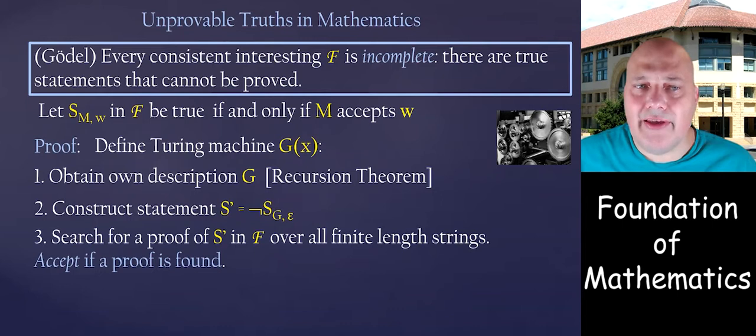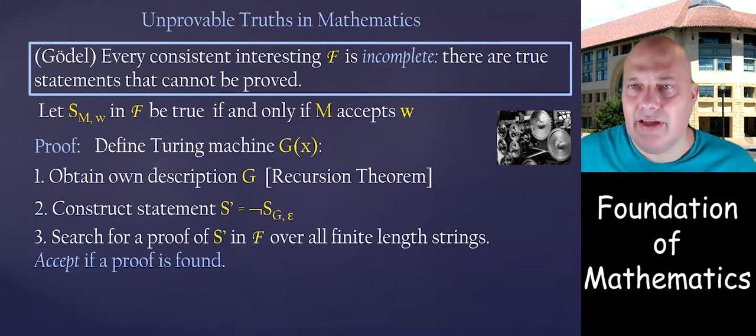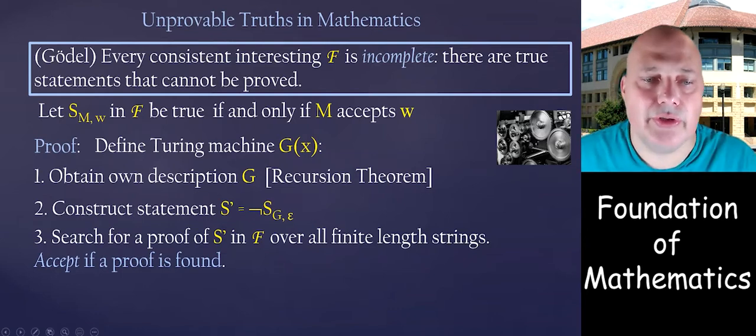Now, what does G do now? It's going to search for a proof of S prime in F over all finite length strings. So it's going to enumerate all finite length strings, let's say in lexicographic order, and check if any of them is a proof of S prime in F. And it's going to accept if a proof is found. So if a proof exists, then it's going to be found, and it's going to accept.